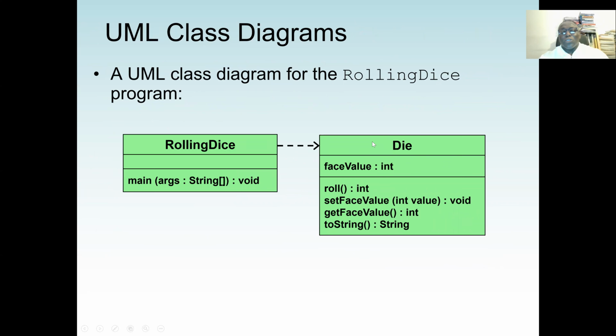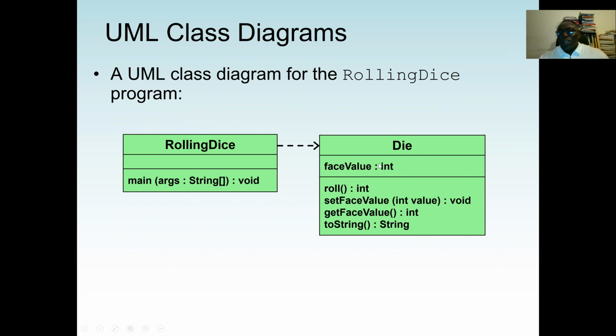The class diagram consists of three rows. The first row is the name of the class. The second row is the instance variables, or the characteristics of the class. And the third row is the methods. So we can see our Die class has only one instance variable, faceValue, the name of the instance variable, and the type is int. In some textbooks, we can have a plus or minus in front, where plus means public and minus means private.